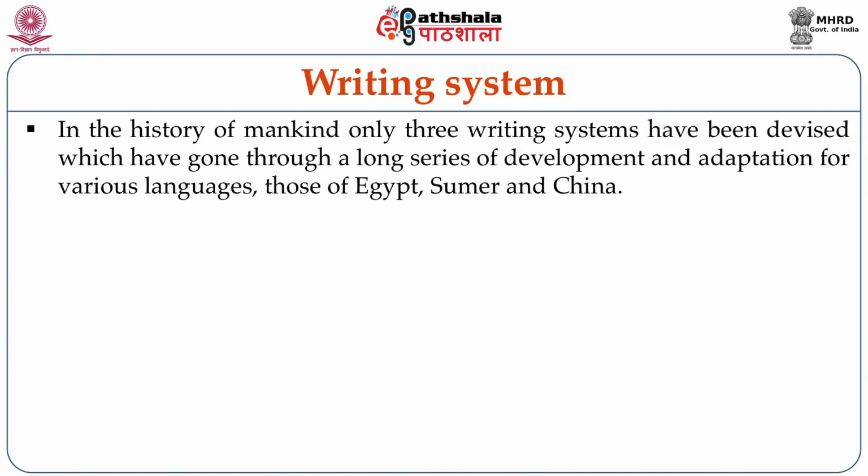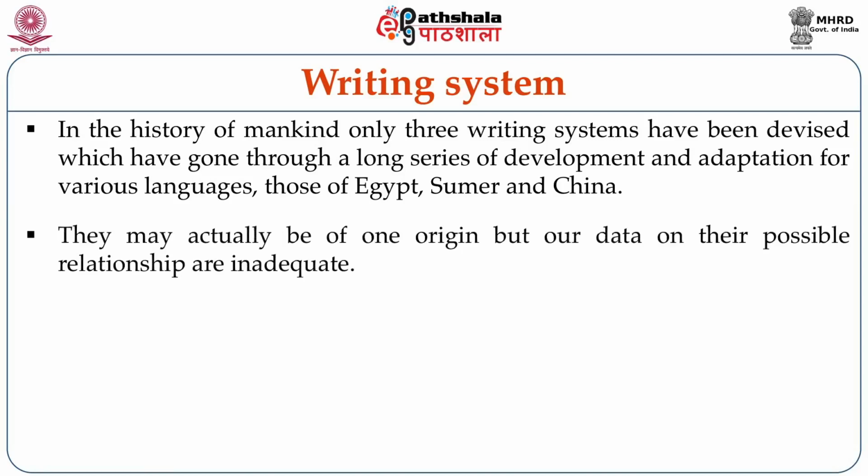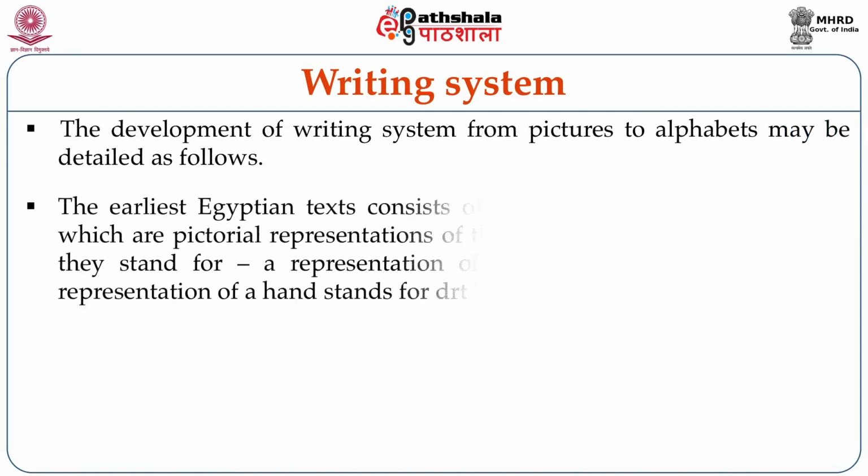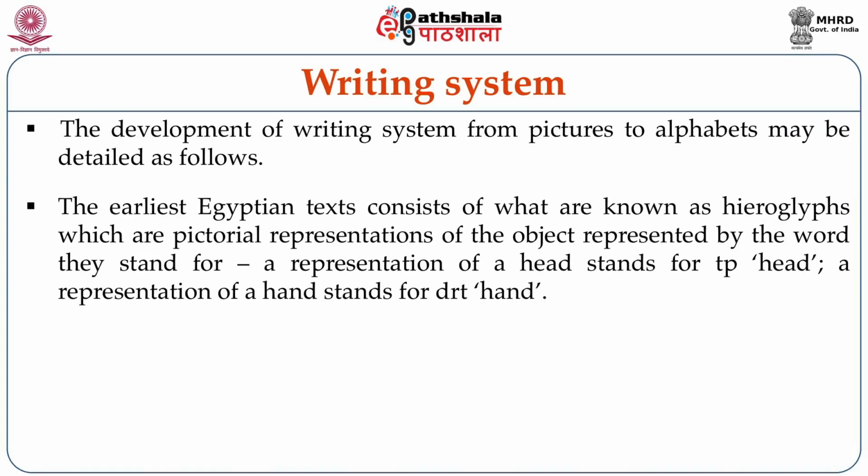In the history of mankind, only three writing systems have been devised which have gone through a long series of development and adaptation for various languages, those of Egypt, Sumer, and China. They may actually be of one origin, but our data on their possible relationship are inadequate. The development of writing systems from pictures to alphabets may be detailed as follows. The earliest Egyptian text consists of what are known as hieroglyphs, which are pictorial representations of the object represented by the word they stand for.